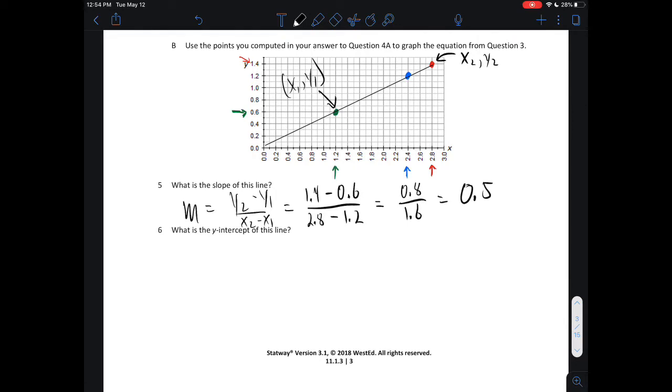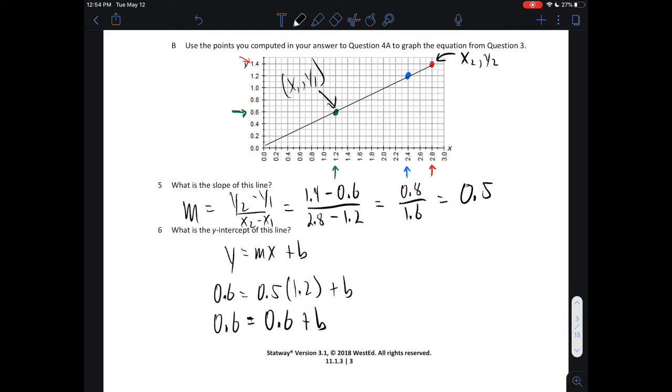And then number 6, what is the y-intercept of this line? Well, let's go back to y equals mx plus b. Let's plug in the slope that we know, 0.5. And let's take one of the points that we had above. How about the green dot, where x was equal to 1.2 and y was equal to 0.6. And let's find out what b is. So this gives me 0.6 equals, when I multiply 0.5 times 1.2, I get 0.6.